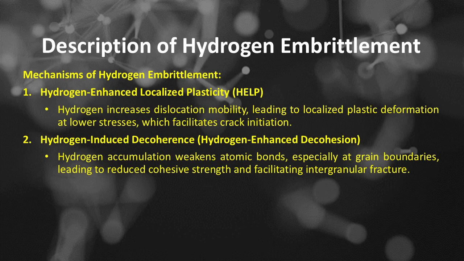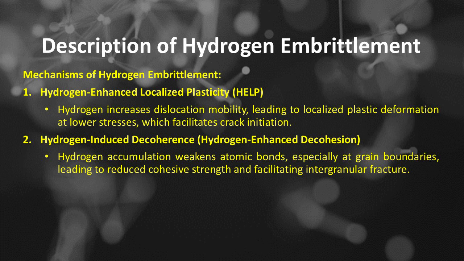Mechanisms of hydrogen embrittlement. Hydrogen embrittlement occurs through complex microscopic mechanisms, which are still areas of active research. Some leading models include, number 1, hydrogen-enhanced localized plasticity, or HELP. Hydrogen increases dislocation mobility, leading to localized plastic deformation at lower stresses, which facilitates crack initiation.